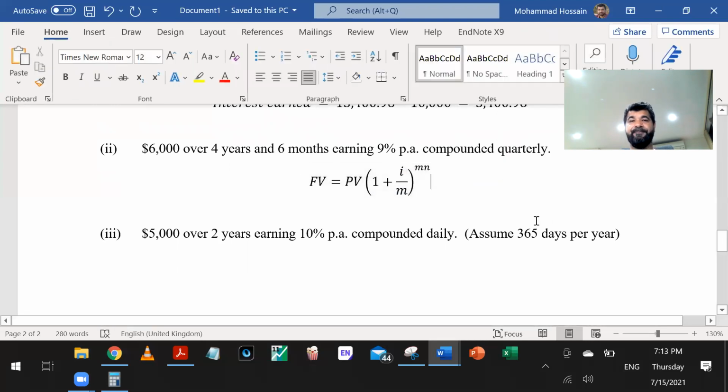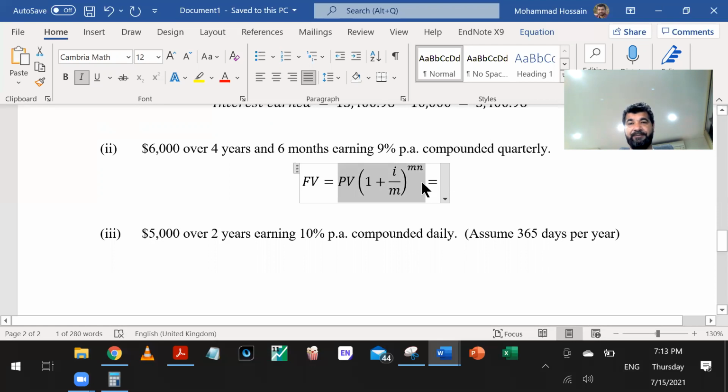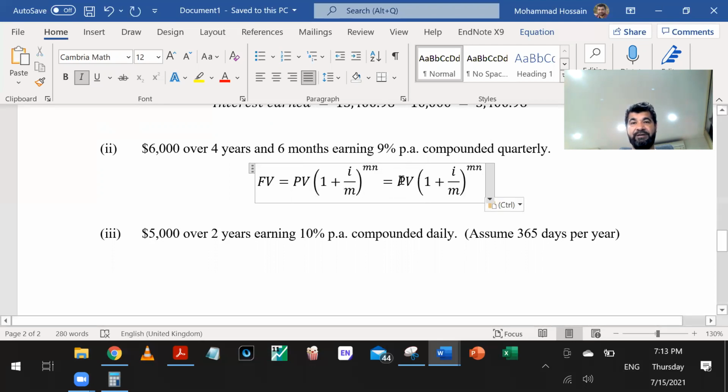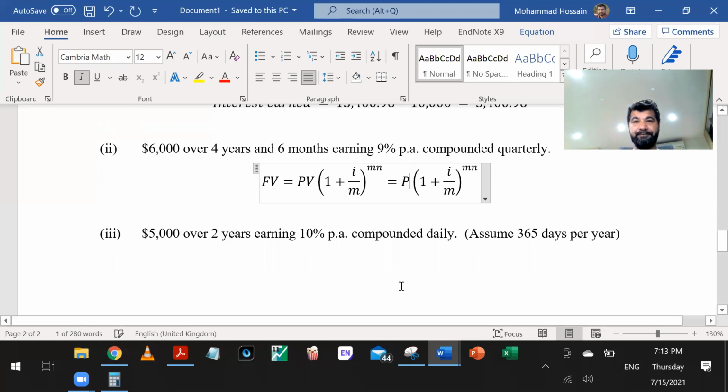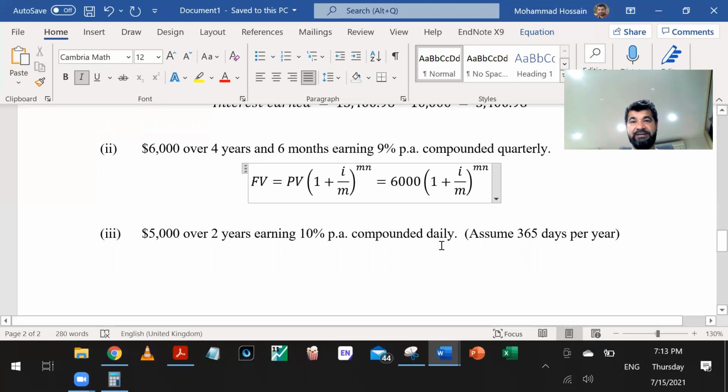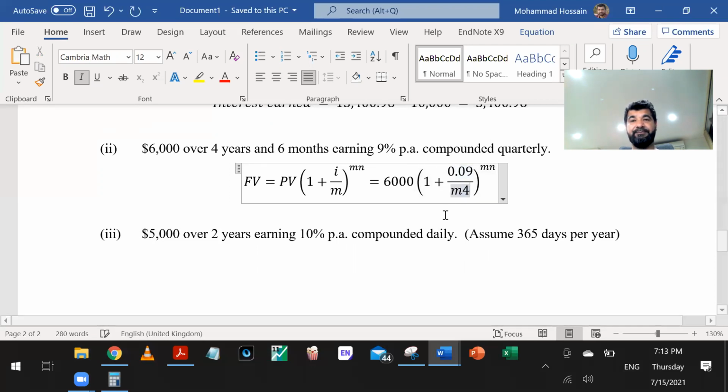Now let's go. Okay, this is the formula. Plug and play again. It is equal to the same thing. Do the plug and play here. So our present value is how much? This is $6,000. 6,000 into 1 plus i, where i is 9%, so this is 0.09. And this is quarterly, so m is equal to 4.